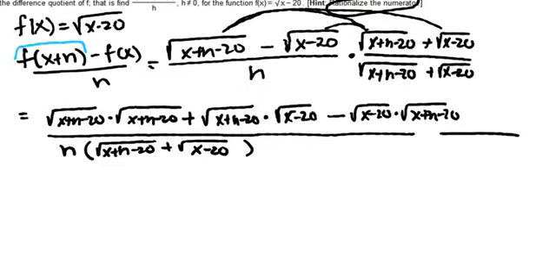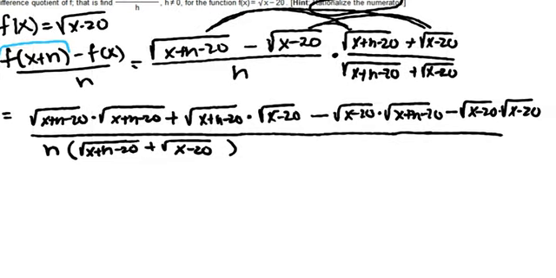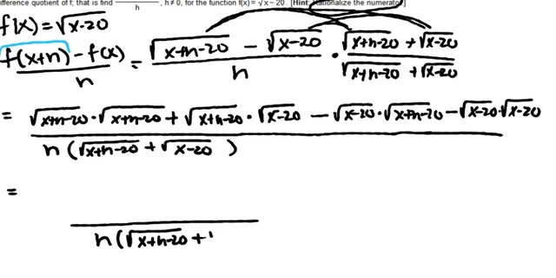And then we multiply the last two terms together. We're going to have minus square root of x minus 20 times square root of x minus 20. So that's what we get when we multiply it out. We're going to simplify some more. We're going to still leave that denominator in factored form. So we're going to leave that as h times square root of x plus h minus 20 plus square root of x minus 20.